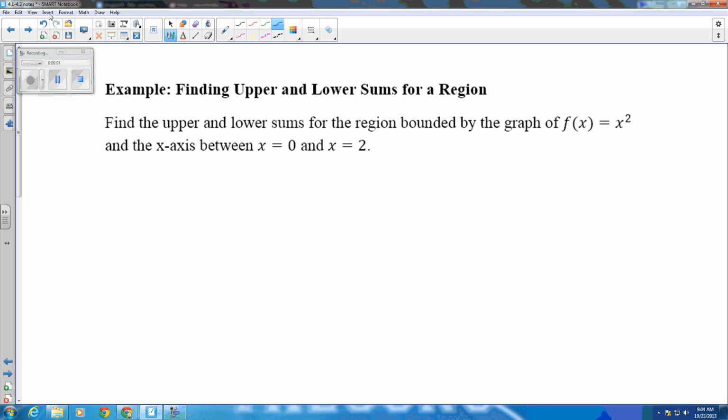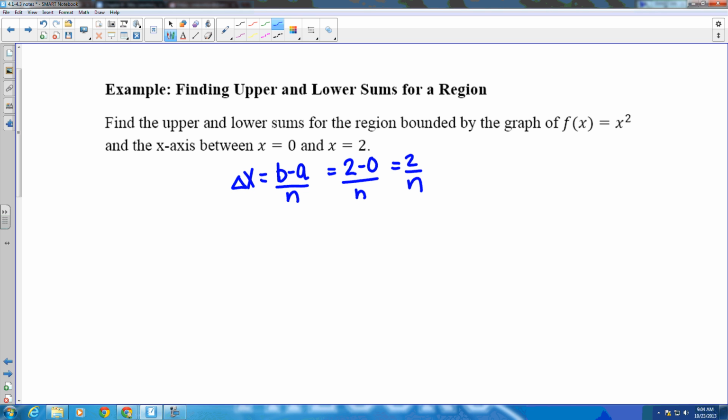Okay, we are now continuing with section 4.2, area. So what we're trying to work on right now is finding the upper and lower sums of the region bounded by the graph x squared between the x-axis and x equals 0 and x equals 2. From the last page, we need to find delta x, which is (b minus a) over n, or (2 minus 0) over n, which is 2 over n.